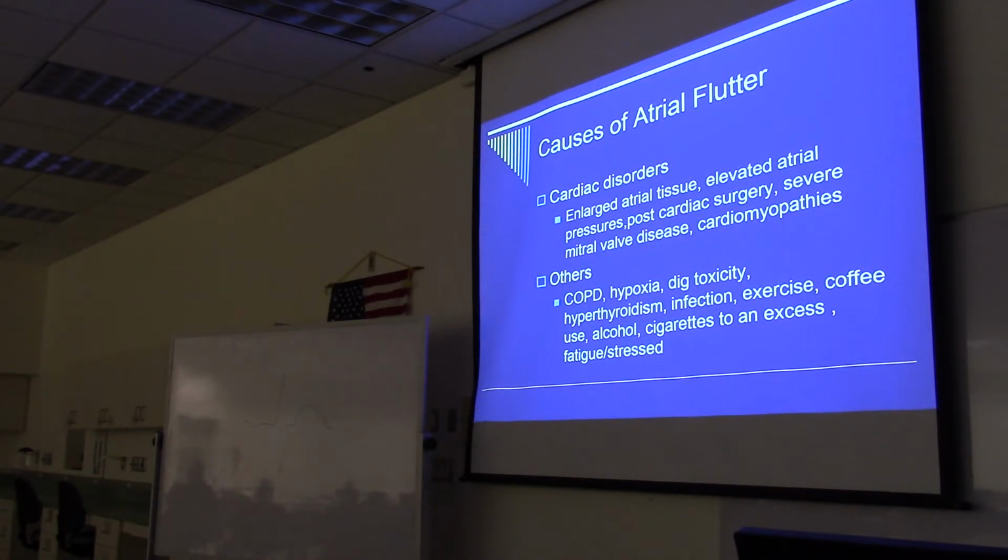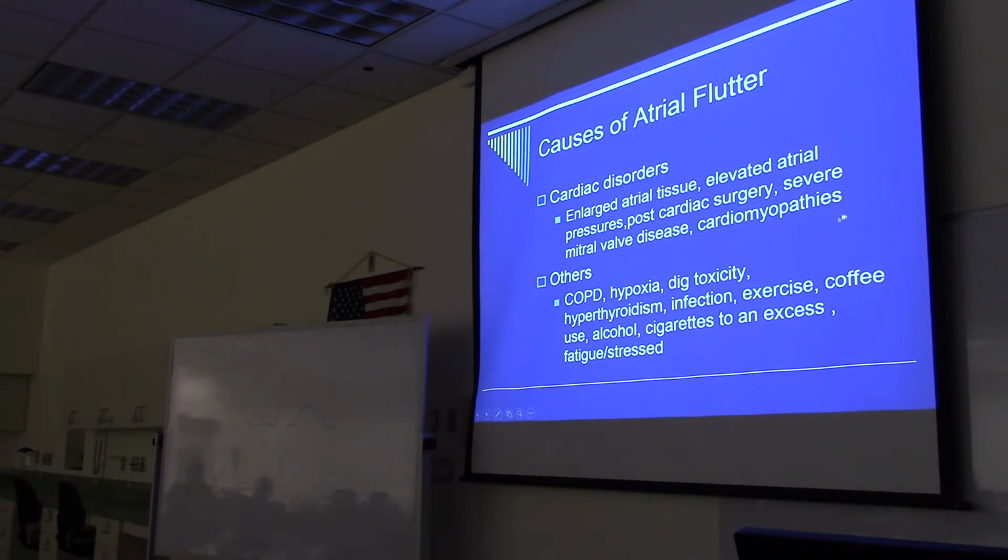All right, it's caused by enlarged atrial tissue, elevated atrial pressures. Why would we have that? Repeat question. A backup, left-sided heart failure. Okay, left-sided heart failure, PVR, pulmonary hypertension, or right heart failure from pulmonary hypertension.